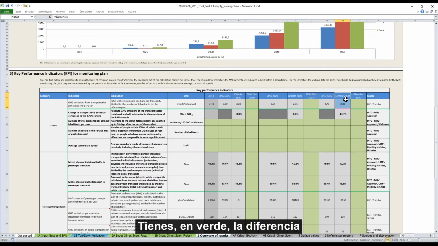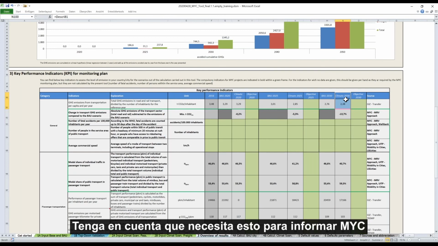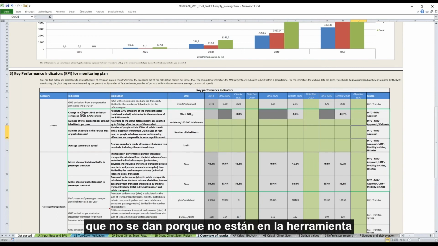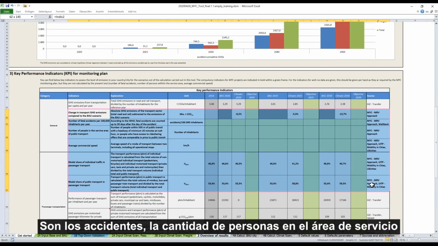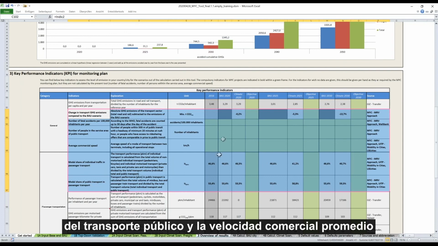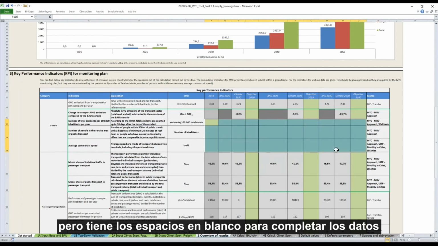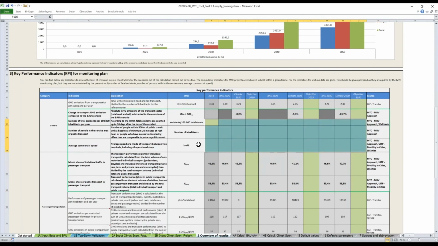You have in green here the different KPIs that are required for the MYC report, so you can use them directly. You can see three of them that are not given because they are not in the tool. It's something that's not calculated by the tool. It's the accidents, the number of people in the service area of public transport, and the average commercial speed. Of course, it's not at all the subject of our tool, but we have a space here so that you can enter the data and have in one table all the KPIs you need for MYC.